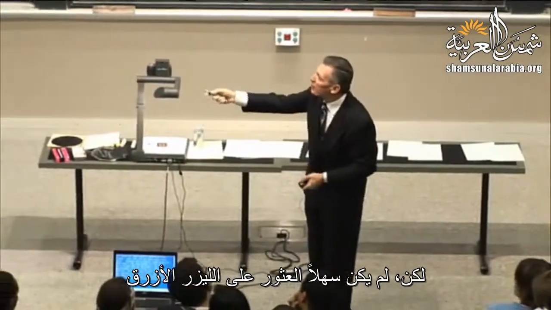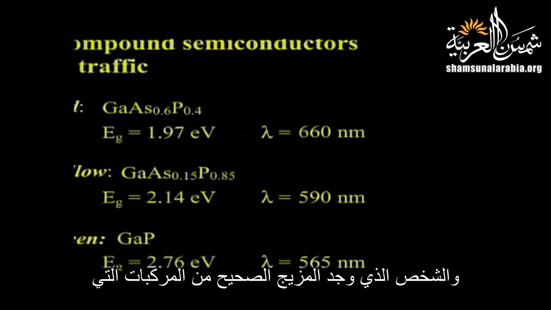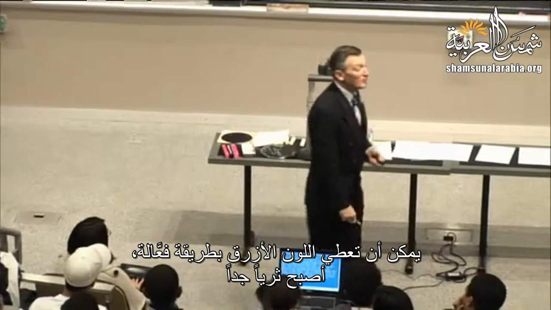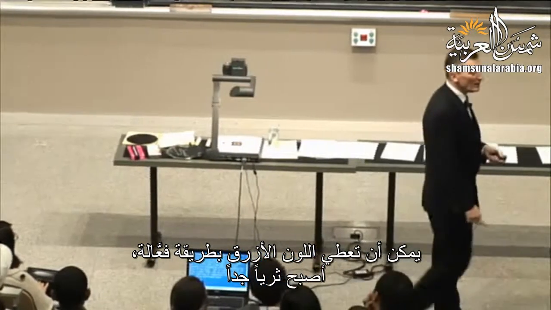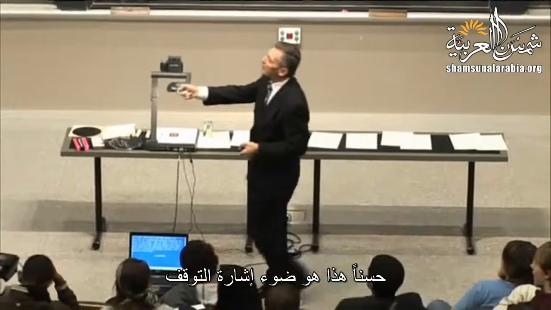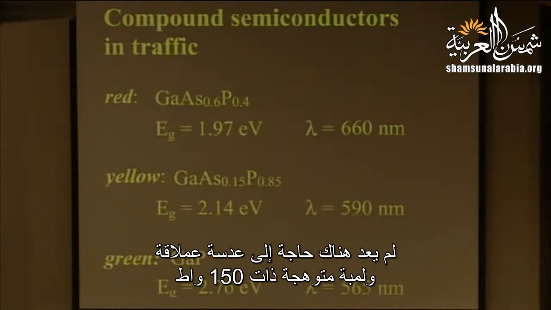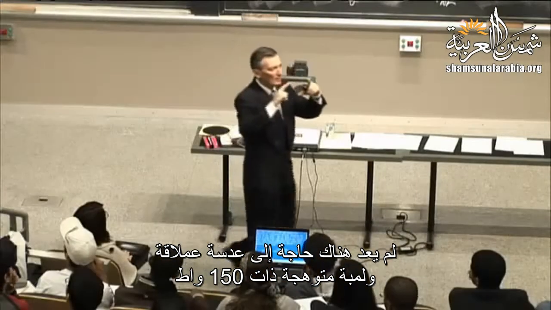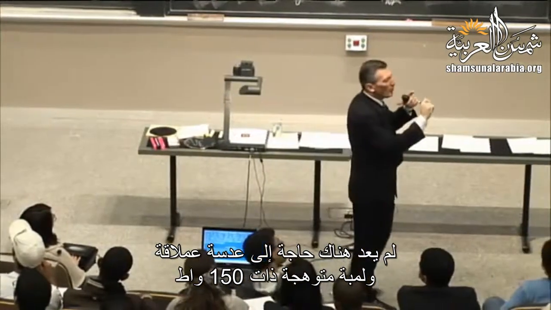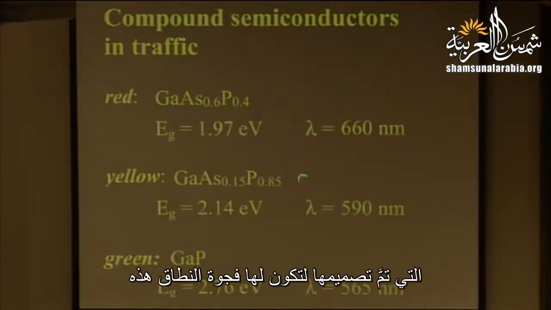But it wasn't trivial to find a blue laser. And the person who found the right mix of compounds that could give blue in an efficient manner became a very wealthy individual. So this is our stoplights now. These are the materials that go into the stoplights. You see these arrays. No more do you have that giant lens with a 150-watt incandescent bulb. Now you have the array of these LEDs that are designed to be in this band gap.